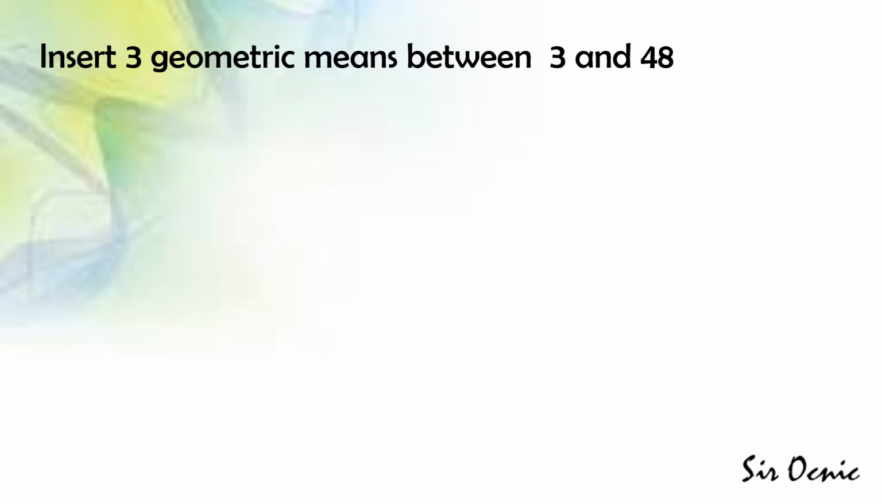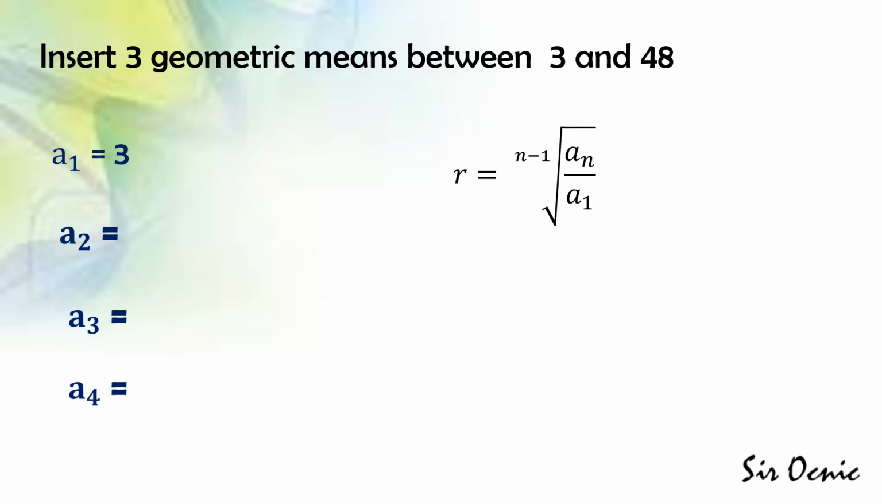Insert three geometric means between 3 and 48. This time, we are going to use the formula r is equal to n minus 1 root of a sub n over a sub 1, wherein a sub 1 is equal to 3, a sub 2, a sub 3, and a sub 4 are the three geometric means to be inserted, and a sub 5 is equal to 48. Substituting the given values, we will then have r is equal to 5 minus 1 root of 48 over 3.